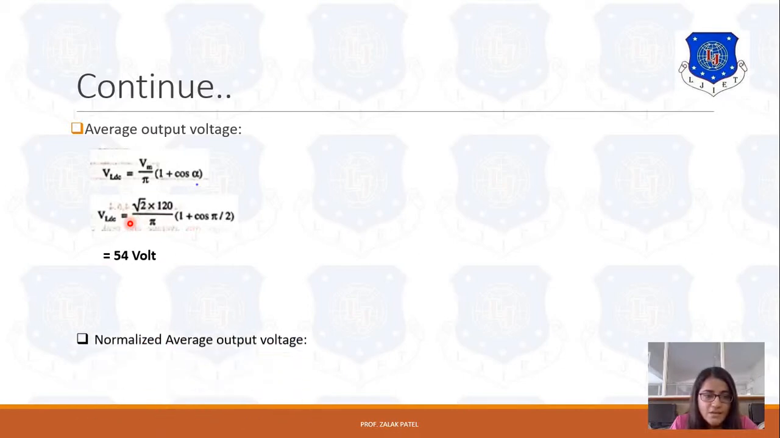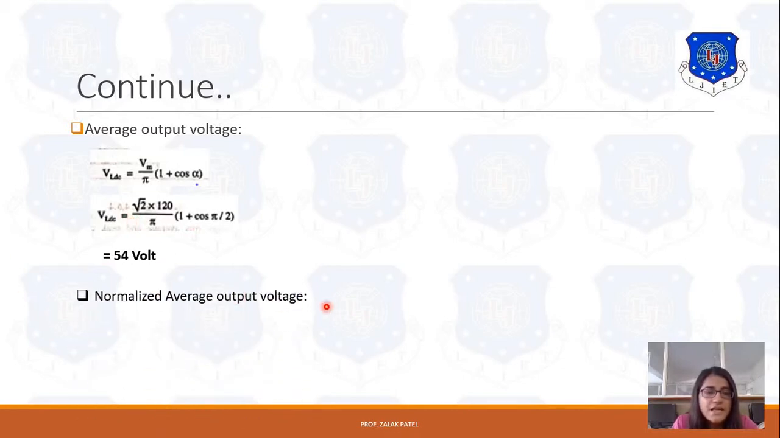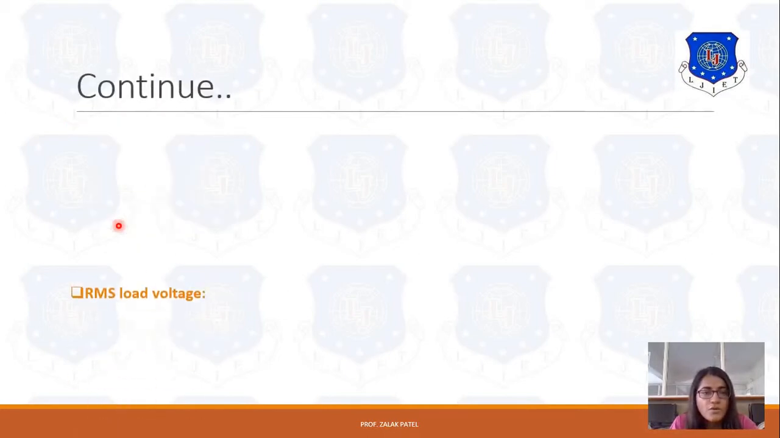Now let's calculate the another term, that is the normalized average output voltage. If you remember the analysis of the semi-converter, Vn can be given like this: 0.5 into 1 plus cos alpha. Simply put the value of alpha over here, so it becomes 0.5 into 1 plus cos 90. Cos 90 is 0, that means the normalized average output is 0.5. So this is the answer of our second term. Now let's see the next.